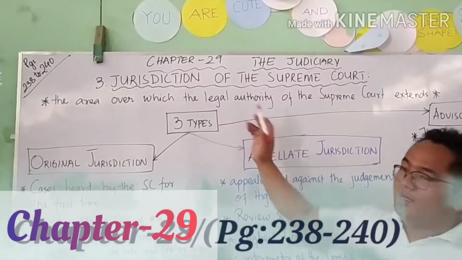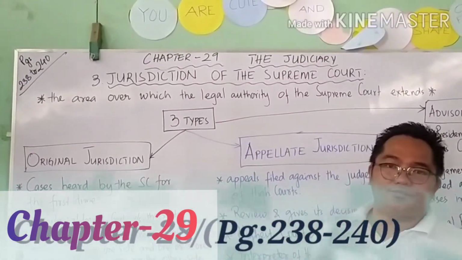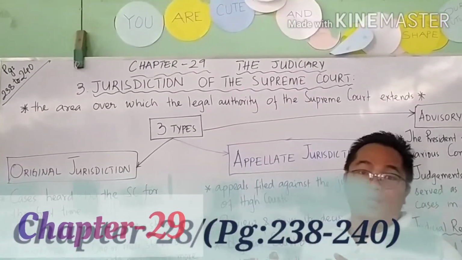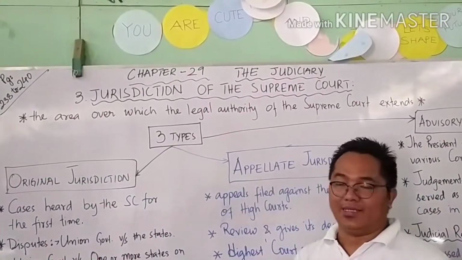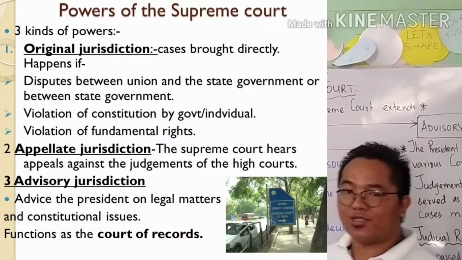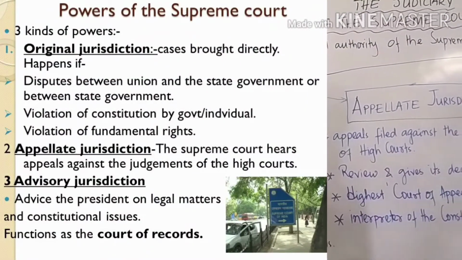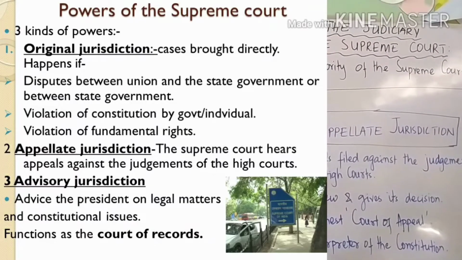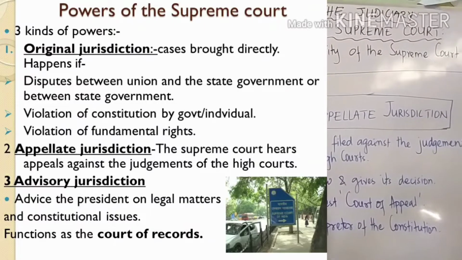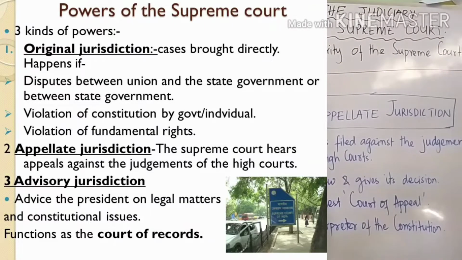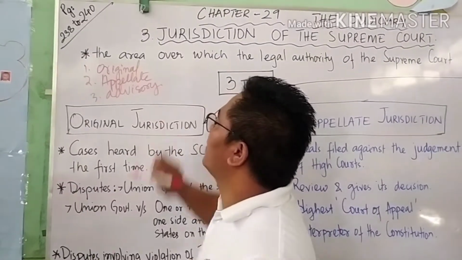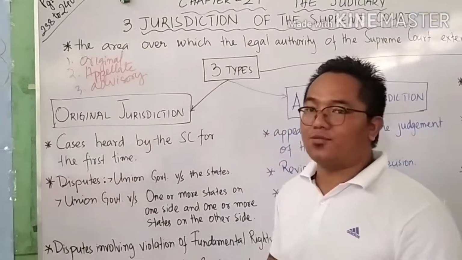Okay, point number 3, jurisdiction of the Supreme Court. Here, jurisdiction of the Supreme Court means the area over which the legal authority of the Supreme Court extends. The Supreme Court enjoys 3 jurisdictions. One is the original jurisdiction. 2 is the appellate jurisdiction. And 3 is the advisory jurisdiction. So the Supreme Court enjoys 3 types of jurisdiction.